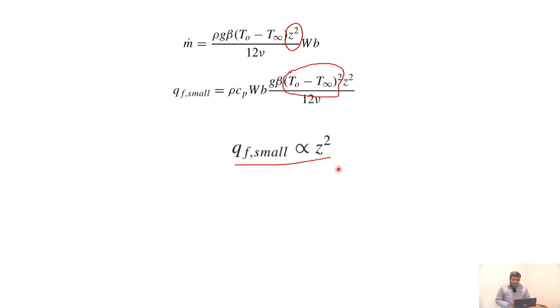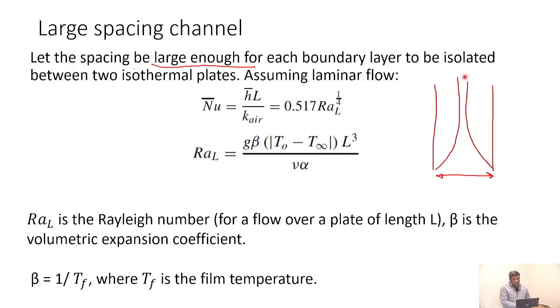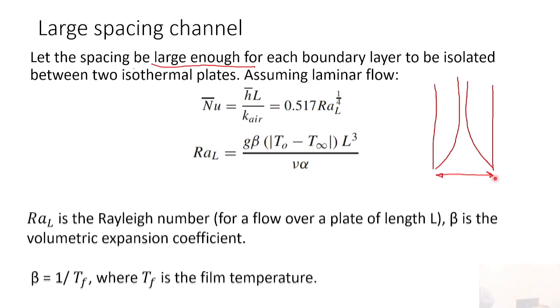Now, at the other limit, we also have the large spacing channel. The large spacing channel is one where the boundary layers are kind of separate. If you have these two fins, with flow going like this, each one will develop a boundary layer, right? If the spacing is significant, then the boundary layers will not merge easily. So maybe the height of the fins is such that within the height of the fins, the boundary layers do not merge. If they do not merge, we can say it's a large spacing channel.